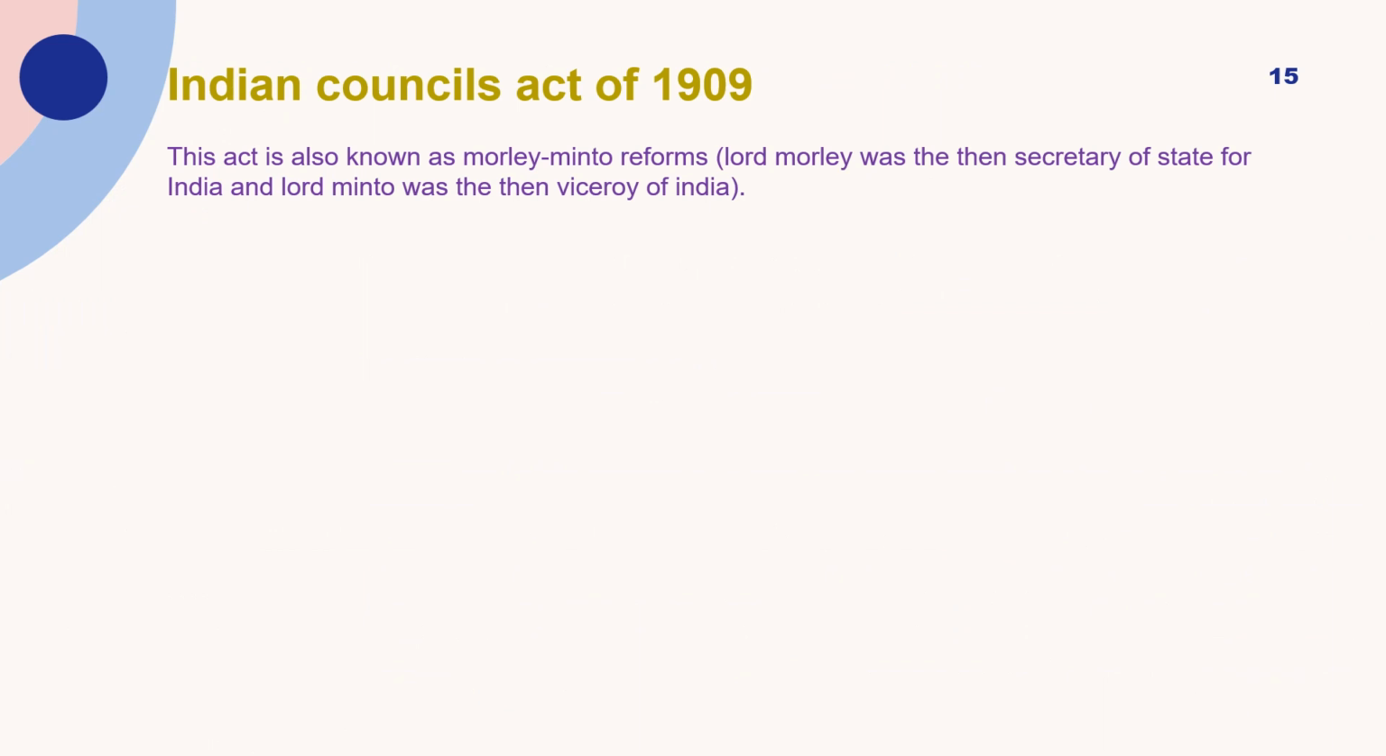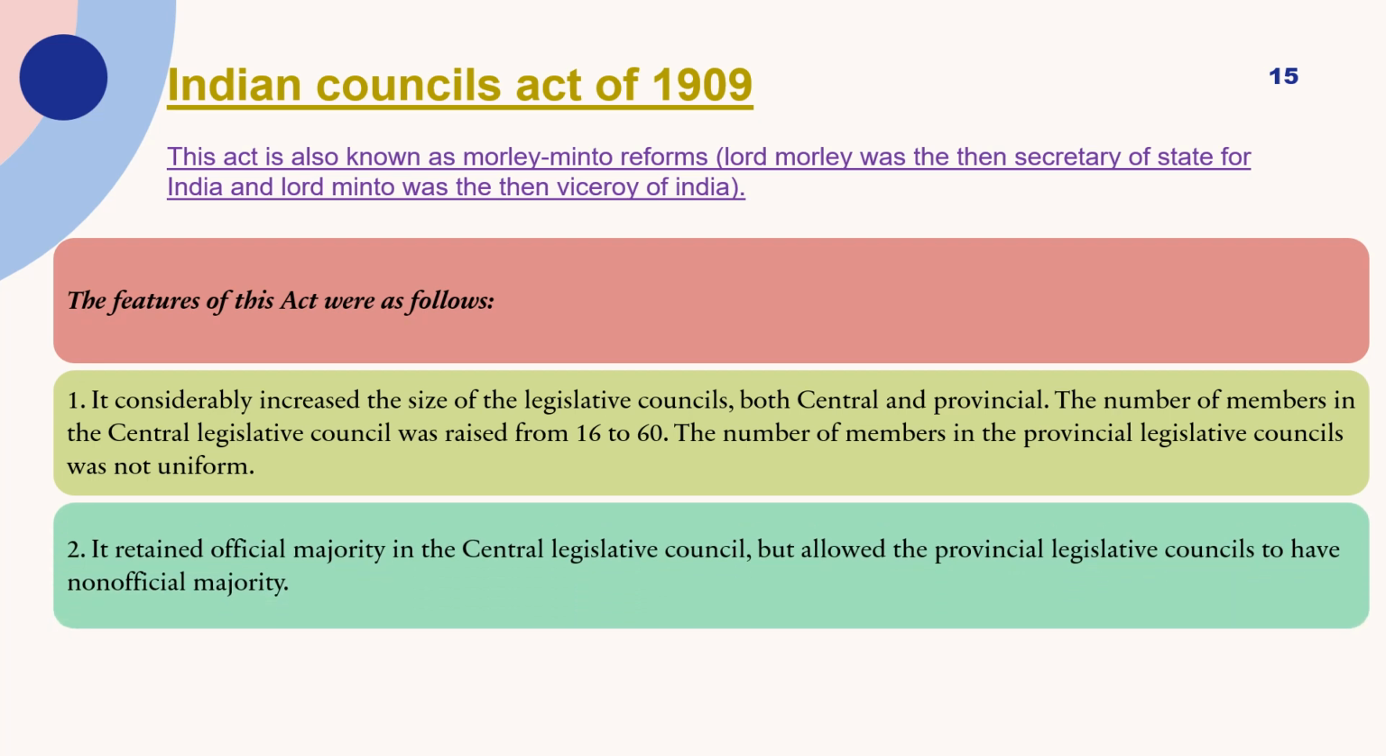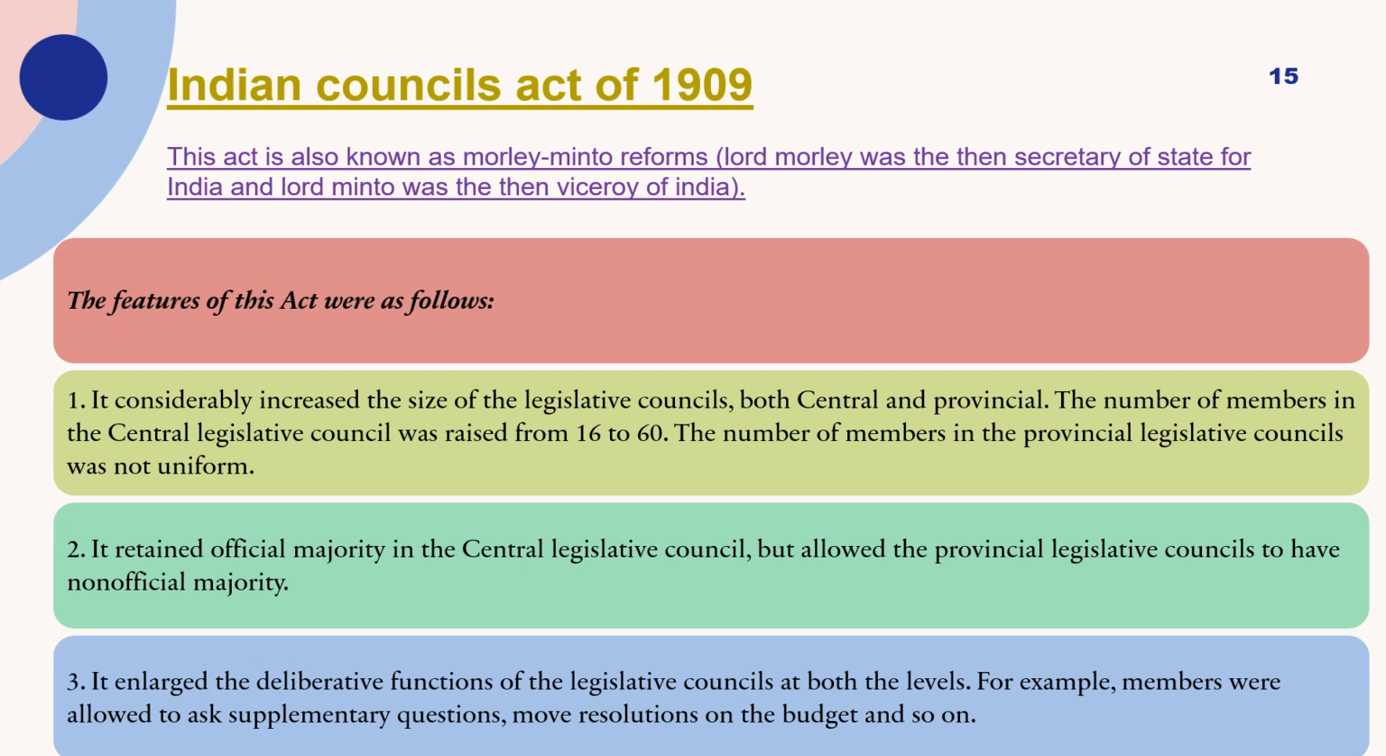Next one is the Indian Councils Act of 1909. This act was known as the Morley-Minto Reform. Morley was the Secretary of State for India and Minto was the Viceroy of India at that time. It increased the size of legislative councils at both the central and provincial levels. At the central level, it raised from 16 to 60, and at the provincial level, it was not uniform. It retained the official majority in the central legislative council but allowed the provincial legislative councils to have a non-official majority. And it gave permission to ask supplementary questions in the budget session and to move resolutions also.